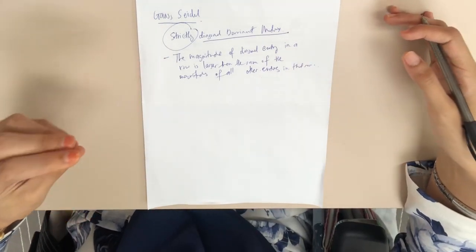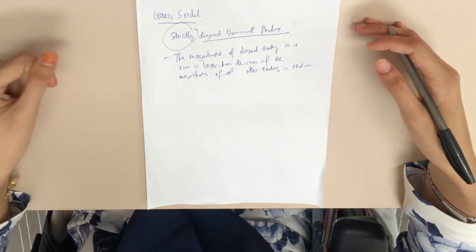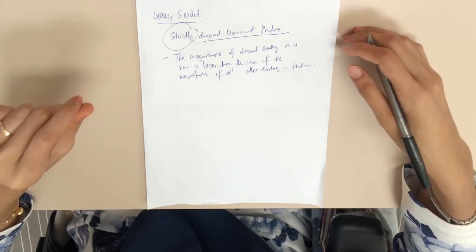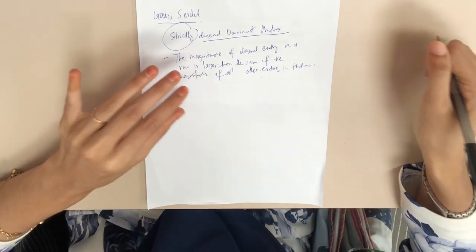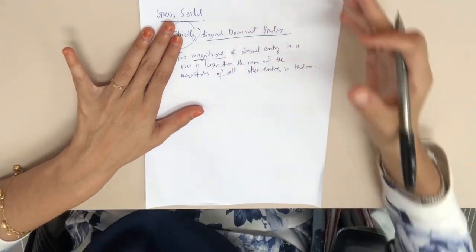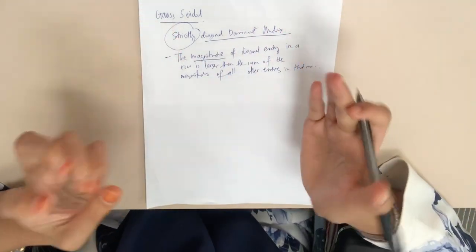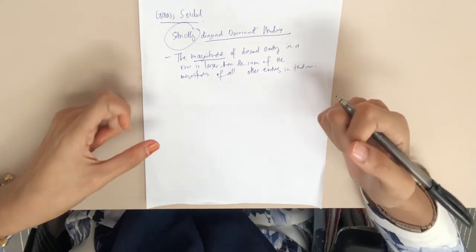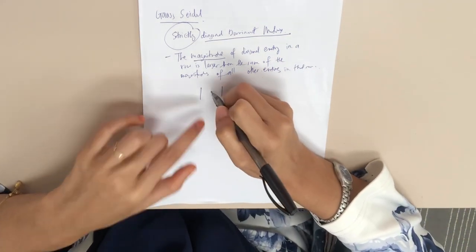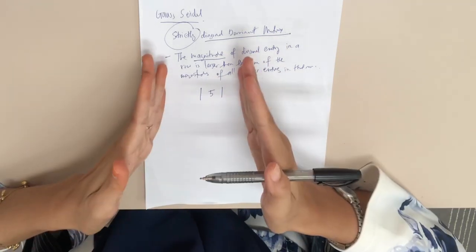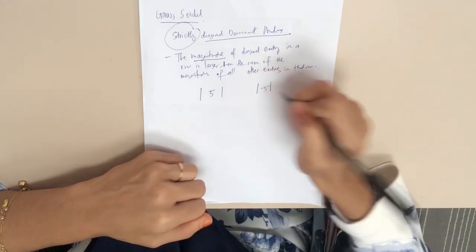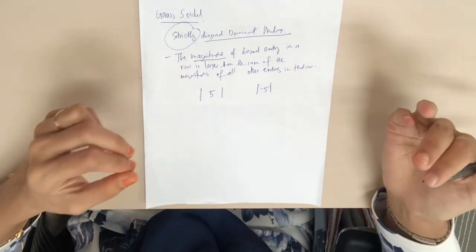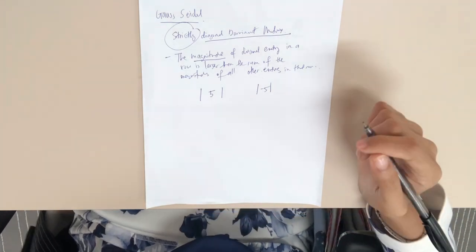In this sentence, strictly means the magnitude of the diagonal entry in a row is larger than the sum of the magnitudes of all other entries in that row. Understand? The keyword here is magnitude, so you need to know what a magnitude actually is. In simple words, we consider the positive value of the number. For example, if you have 5, the magnitude is 5. If you have negative 5, the magnitude is also 5. So magnitude is a positive value; it cannot be negative.